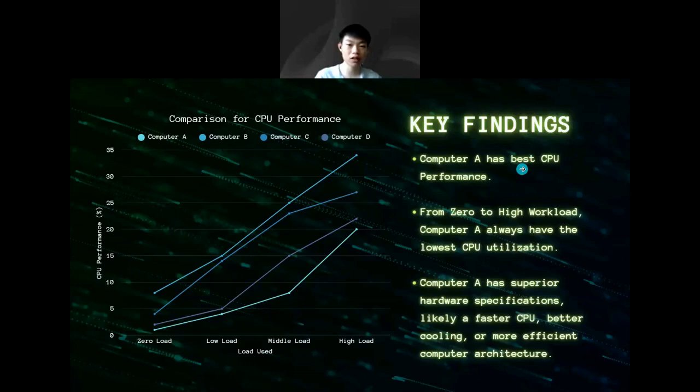Based on the graph, we can see that under the simulation task, computer A has the best CPU performance. From zero to high workload, computer A always has the lowest CPU utilization, so it's showing the best performance. We can conclude that computer A has a superior hardware specification, likely a faster CPU, better cooling, or more efficient computer architecture.